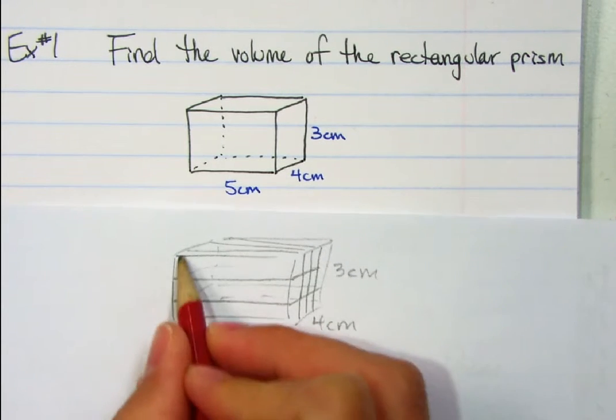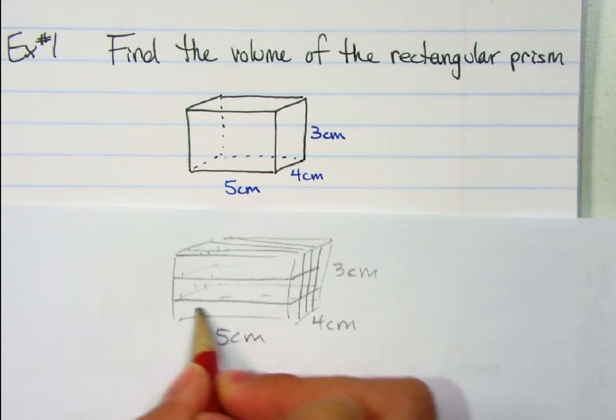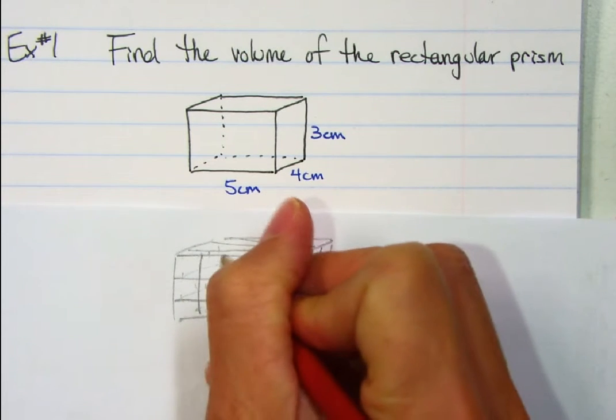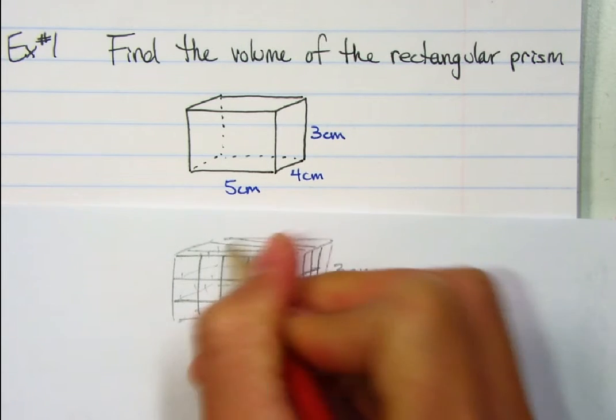Yep. Let's draw that, draw that, draw that. Okay, it's not as important. And then 5 this way. So 1, 2, 3, 4, and 5.